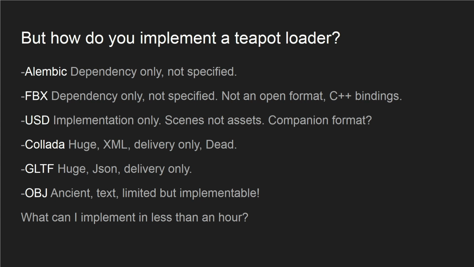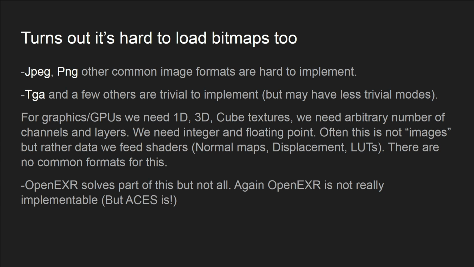GLTF is alive, but it is also huge. It's JSON, which means it's a text format. You have to parse text, and it's also a delivery format. So it does a bunch of things with your data that you may not like. Then there's OBJ, which is an ancient format. It's also text, but at least it's actually implementable. It's actually useful. And that's why OBJ stays around, even though it kind of shouldn't, because it's not very good. So the question is, how do I load a file if I want to write a loader in an hour or something like that? Well, you can't.